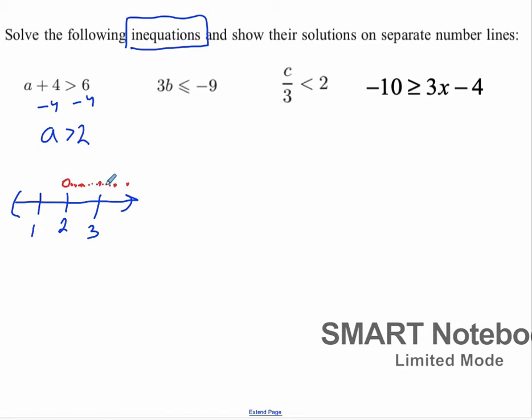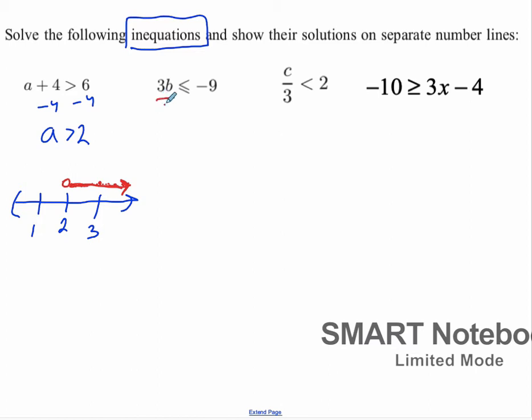So if you start filling in all the dots, all the values that a can be, you basically get a complete line that goes on forever in this direction. So this is why the graph looks like this. A hollow dot shows that 2 is not included, but a can be anything bigger than 2.